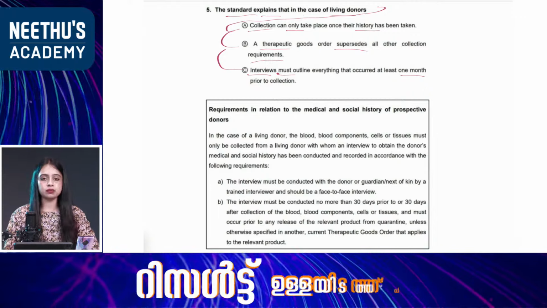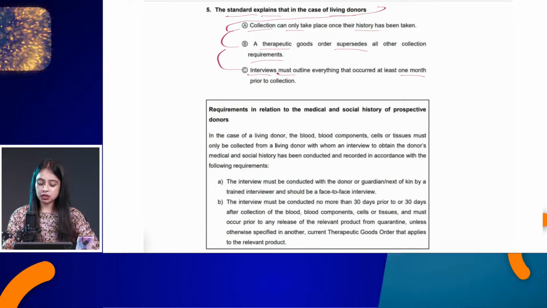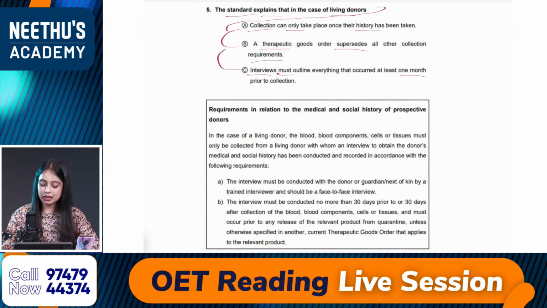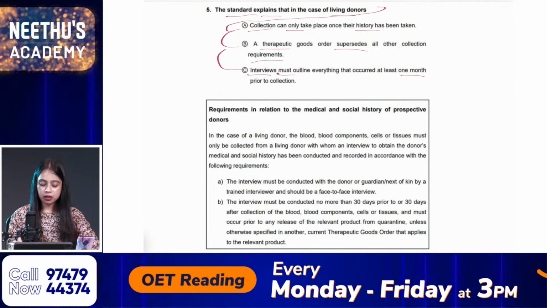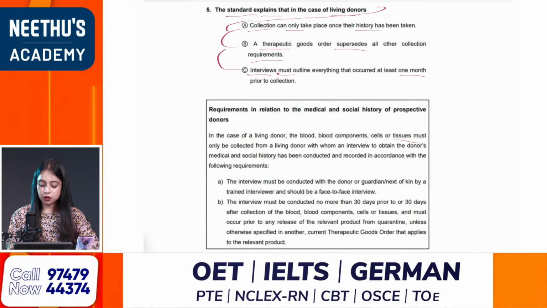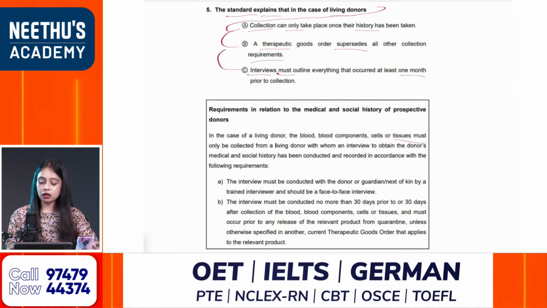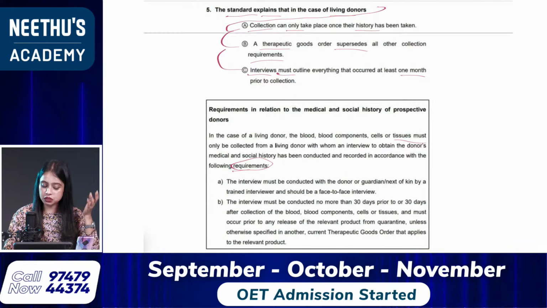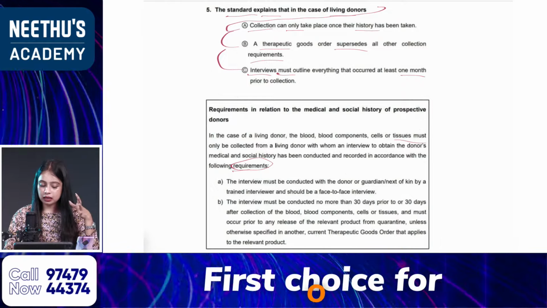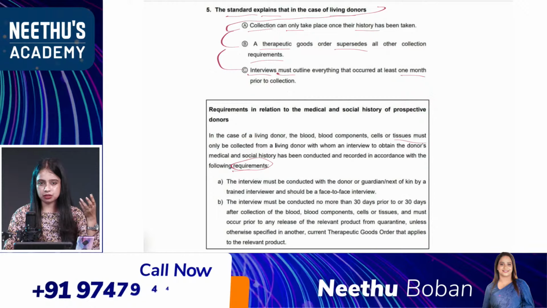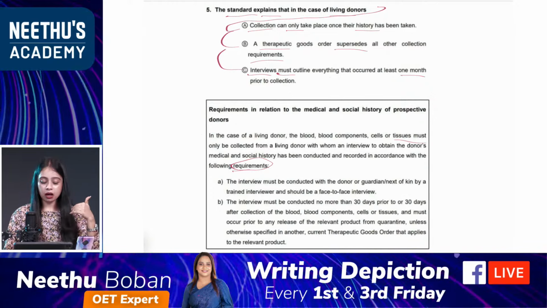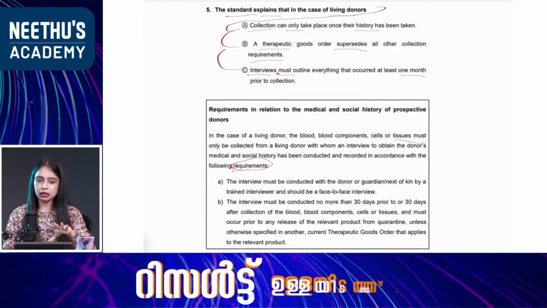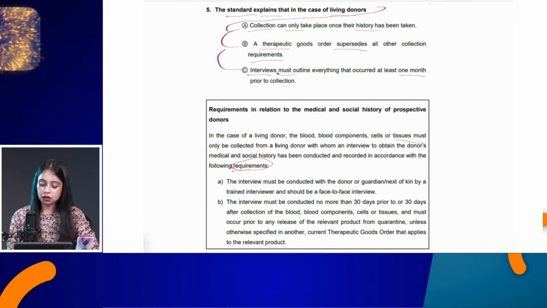Now I am moving to this particular paragraph: requirements in relation to the medical and social history of prospective donors. In case of a living donor, the blood components, cells or tissues must only be collected from a living donor with whom an interview to obtain the donor's medical and social history has been conducted and recorded in accordance with the following requirements. Already they have given some requirements here, words which indicate it is a guideline. It's all about the requirements, the instructions they have to follow before receiving these components like blood components, cells or tissues from a living donor. What are the instructions that you have to follow? That is all about the guideline. So this question comes under guideline, the first category.